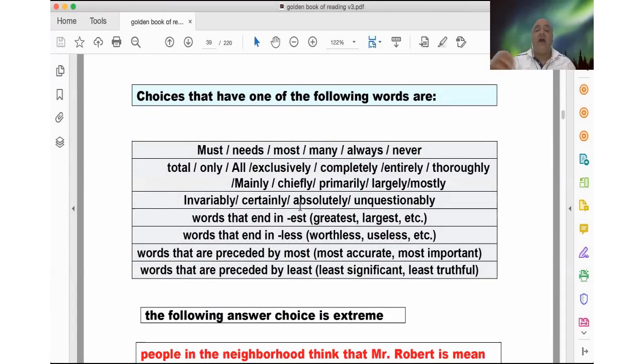Choices that have one of the following words are usually extreme. When you say most, you're exaggerating towards the majority. When you say many, you exaggerate toward the majority. When you say always, you exaggerate towards the majority. When you say never, you go towards the minority. When you say total, you go towards the majority. When you say only, you go towards the minority. When you say all, you go towards the majority, and so on.